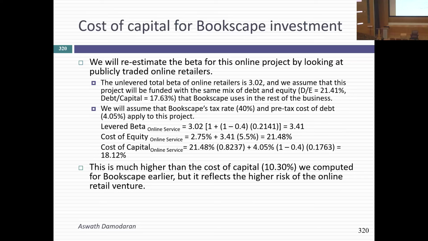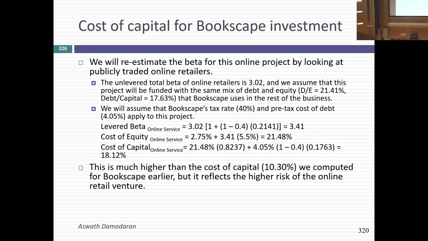By now, this should become rote: when I come to the project, rather than use the company's cost of capital, you have to ask, is this project in the same line of business that my company historically has been in? If the answer is yes, you can use the company's cost of capital. But if it's different, you always need to compute a cost of capital that reflects the risk of the project.